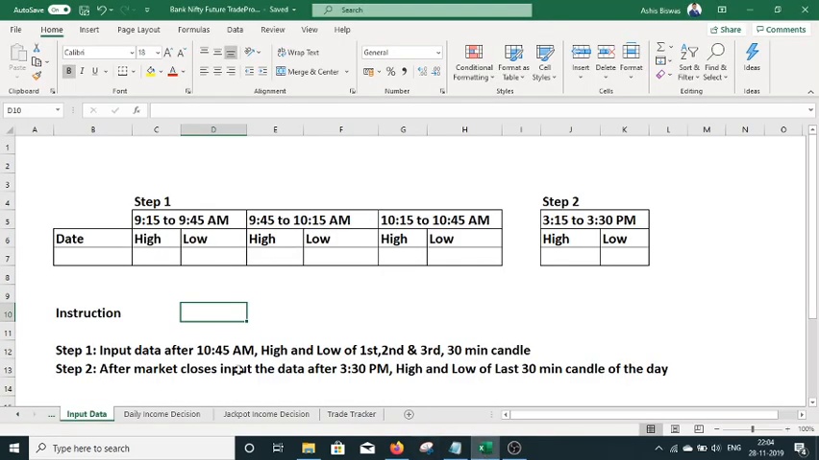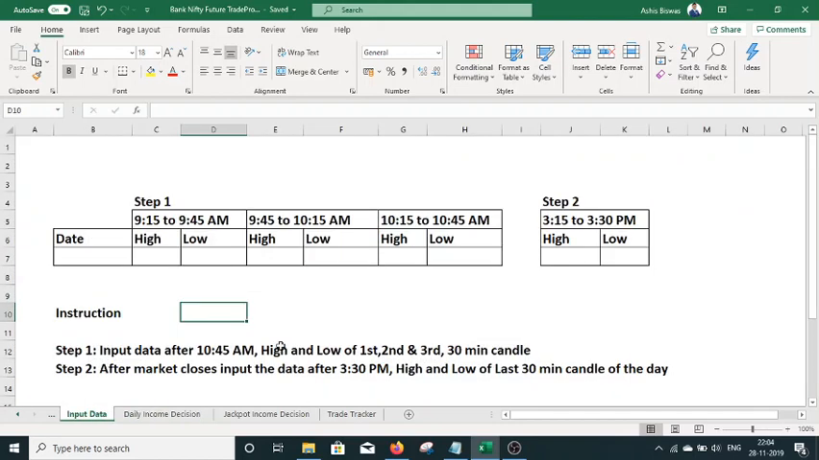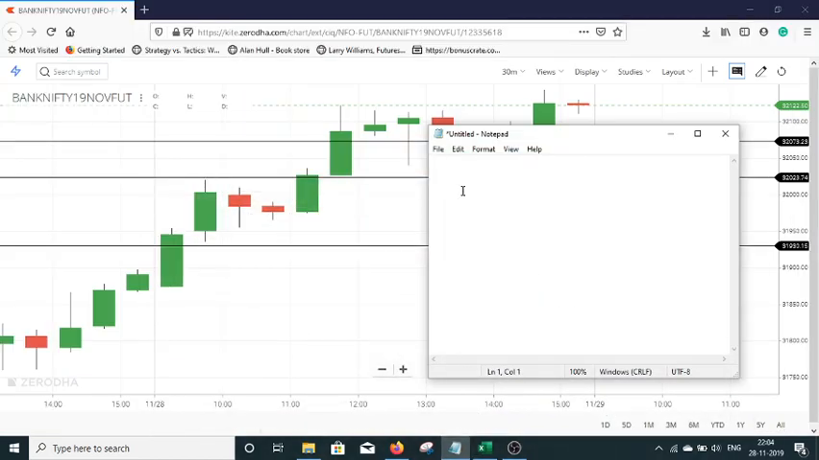Once we put the data here in the daily income decision making sheet, you will find what the trade today will be, and what the target and all those levels should be. Let's collect the data first. So we have to write down the high and low data for the first 30 minutes.